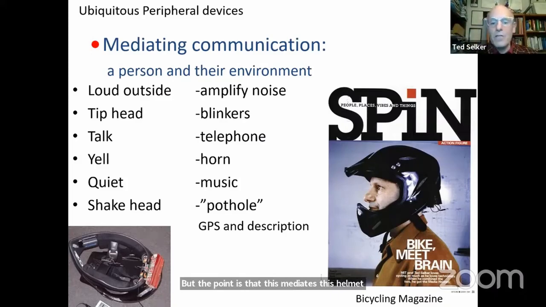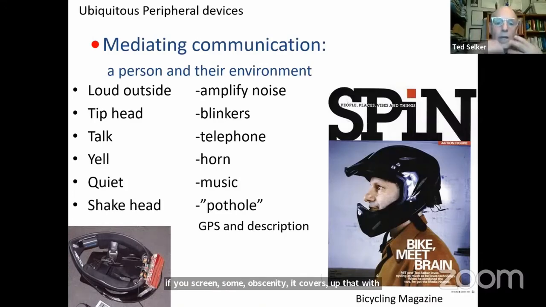So when you go over a bump, it will record that place and whatever you said about that place, if there was a pothole or if you fell or whatever the reason is. And if you scream some obscenity, it covers that up with a 130 decibel horn. And if you tip your head, it turns on blinkers.